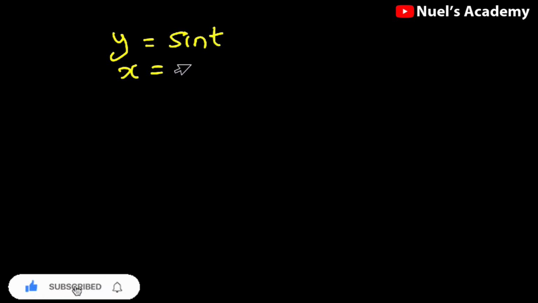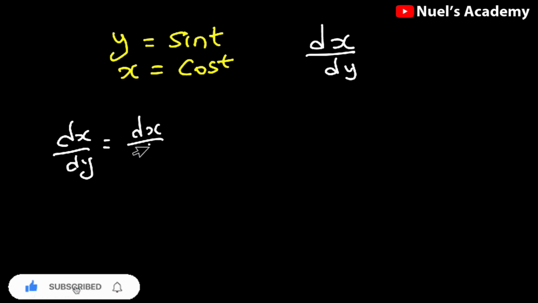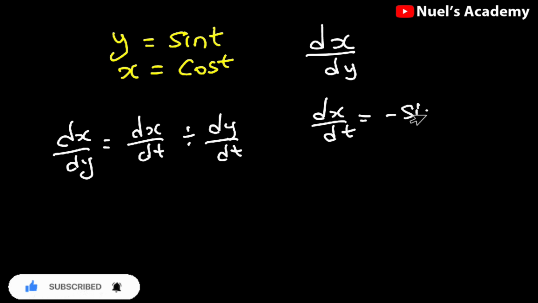So if you have y is equals to sine t and then x is equals to cosine t. Now I want you to pause this video and find dx/dy. So you have that dx/dy is equals to dx/dt divided by dy/dt. Now let's find dx/dt. We are going to differentiate x with respect to t. Now if we differentiate cosine t, we are going to get minus sine t.